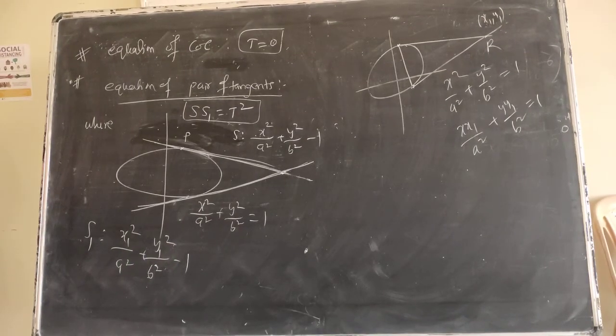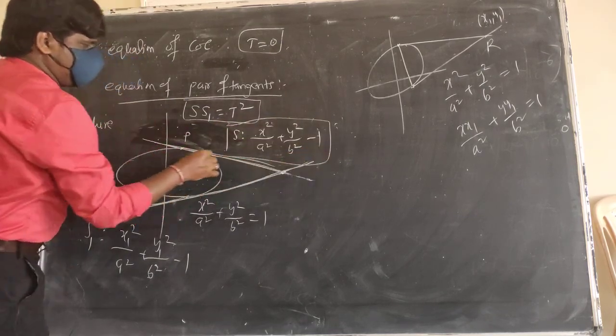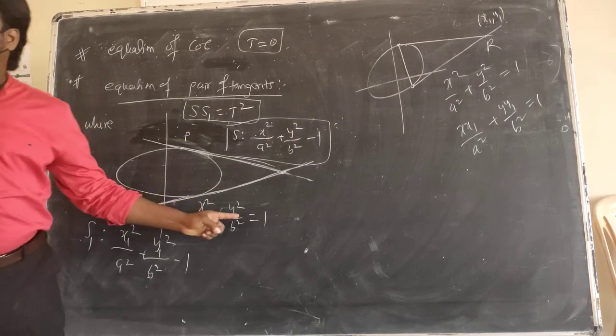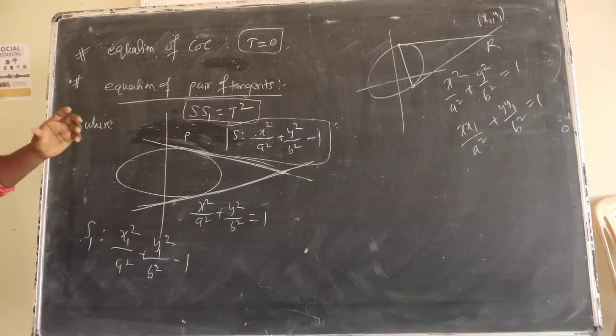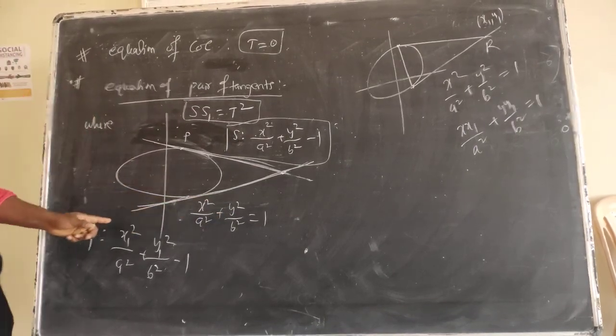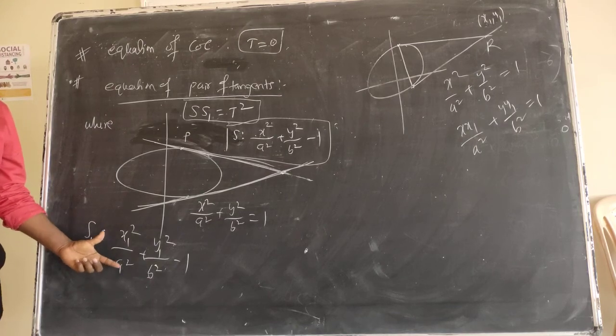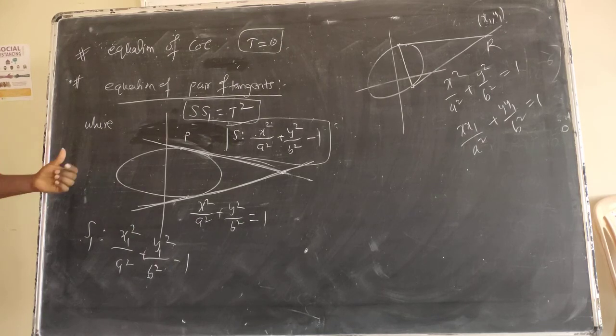What do we do in S1? We substitute x1 comma y1. What is S? S is the ellipse equation, but we don't write the equal to. We send it across and take only the expression, x square by a square plus y square by b square minus 1. This is S. S1 means wherever x is there, we replace it with x1, and wherever y is there, we replace it with y1. So this is S1. What is T here?